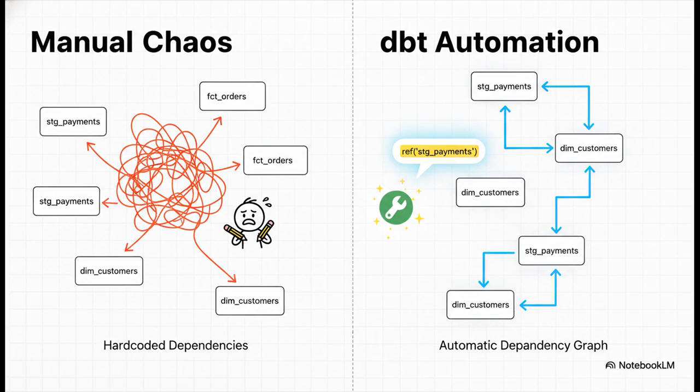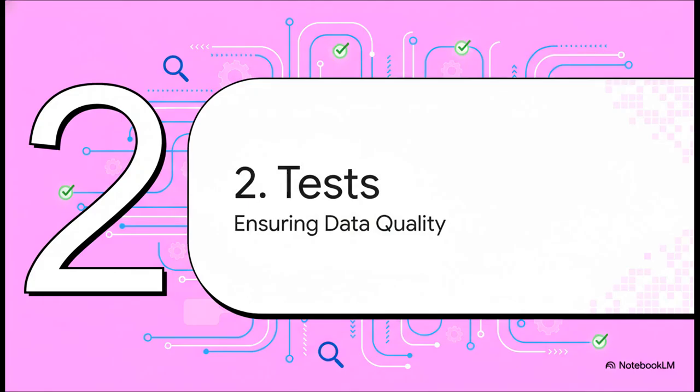And this function, ref, is the absolute secret sauce. Instead of hard-coding your table names and praying you run all your scripts in the right order, you just ref another model. That's it. DBT sees that ref and automatically figures out all the dependencies, building a graph so it knows exactly what to run and when. This one little function completely gets rid of manual orchestration. It's a game changer.